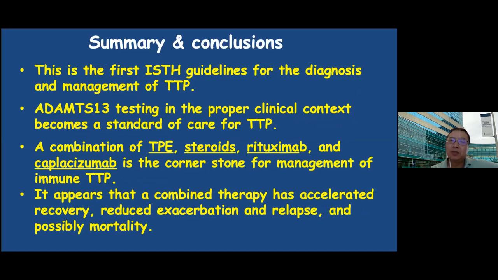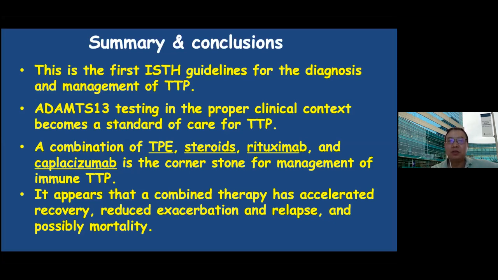So in conclusion, I've been talking to you about the ISTH guideline for the diagnosis and management of TTP, and the panel really emphasizes the ADAMTS13 testing, whether during the acute setting for diagnosis or measuring it during the remission for follow-up, and also deciding what to do at that point, even if you don't have symptoms. So in the acute treatment, the plasma exchange plus corticosteroid, rituximab, and caplacizumab, the fourth drug, are really now the cornerstone for management of immune-mediated TTP, meaning acquired TTP.